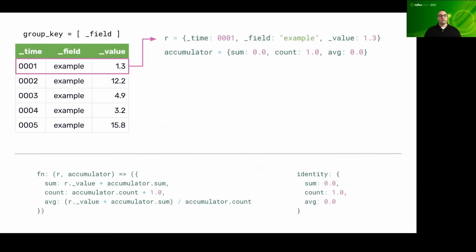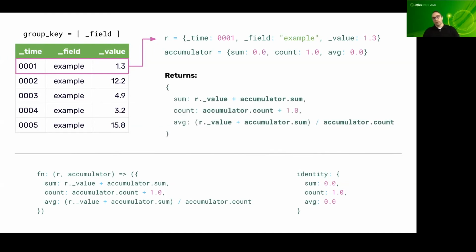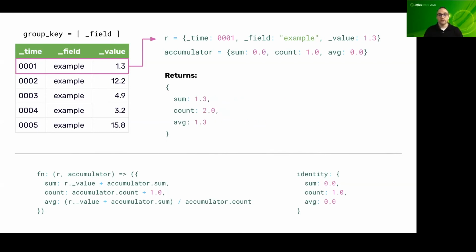So using this custom average transformation, again, let's look at this input table. It's the same table we used before with the group key of field. In this first row iteration, r would equal this record with time, field, and value. And then my accumulator for this first row iteration is populated by the identity defined in my transformation. So this returns a record with sum, count, and average. As I expand these values, this is the return record that then gets passed into the next row iteration.